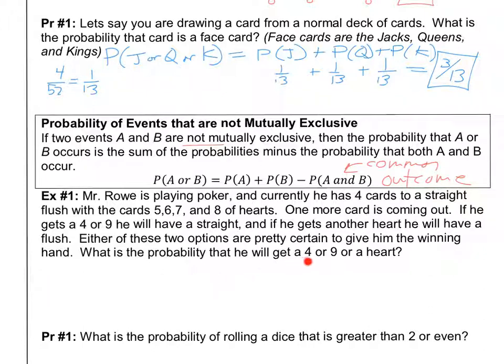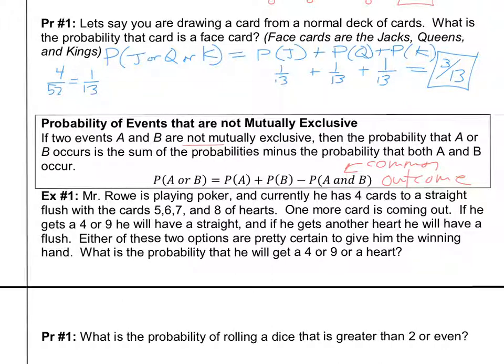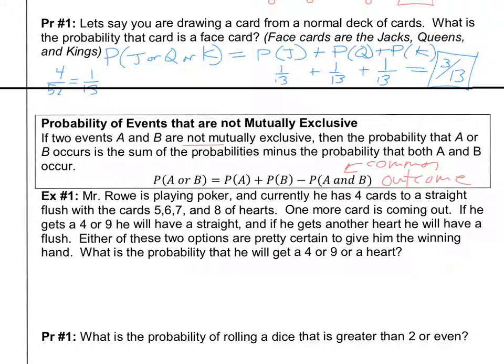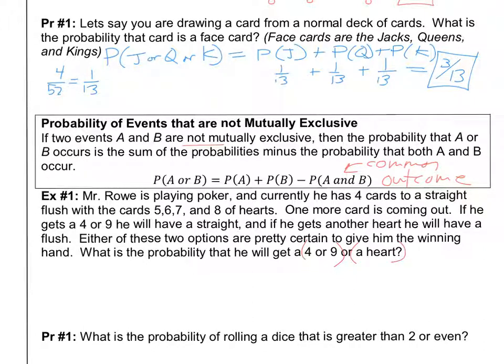What is the probability that he will get a 4 or 9 or a heart? So we have all these different situations. Now, the first thing to realize is that the 4 or 9, that's not mutually exclusive just there, because there's no 4s that are 9s and there's no 9s that are 4s. So that's not mutually exclusive. But 4 or heart or 9 or heart, those are mutually exclusive.